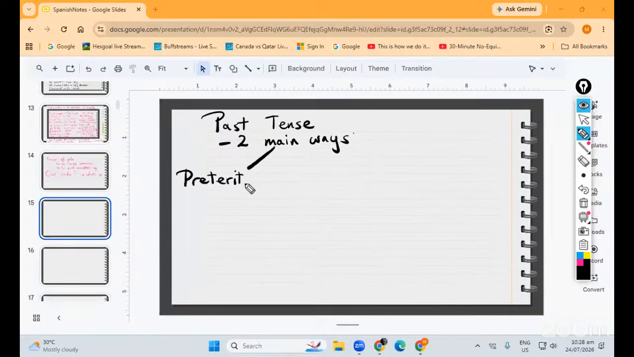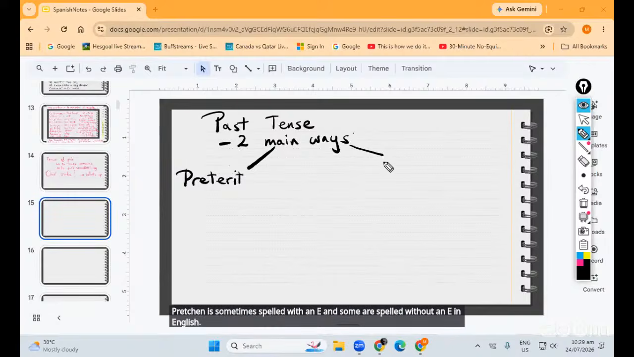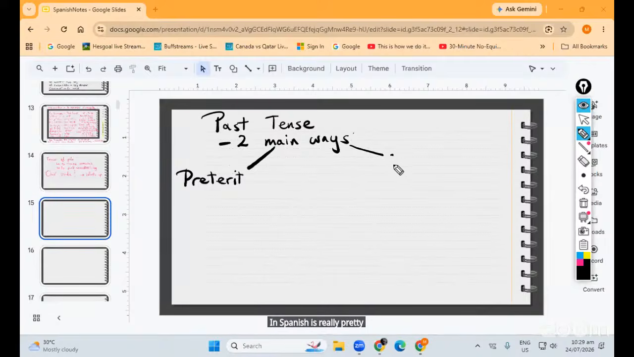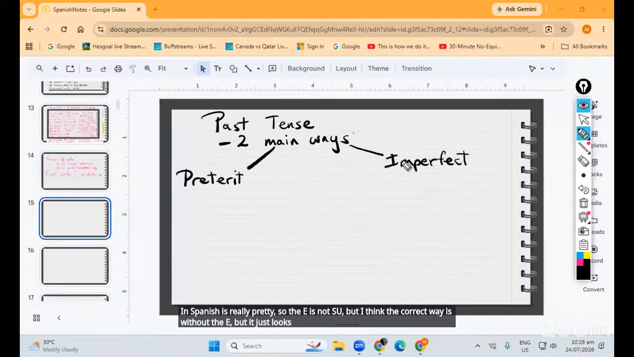Preterite is sometimes spelled with an E and sometimes spelled without an E in English. In Spanish, it's really pretérito. So the E is not an issue, but I think the correct way is without the E, but it just looks weird. And it does exist both ways. Anyway, so we have preterite, we have imperfect, right?